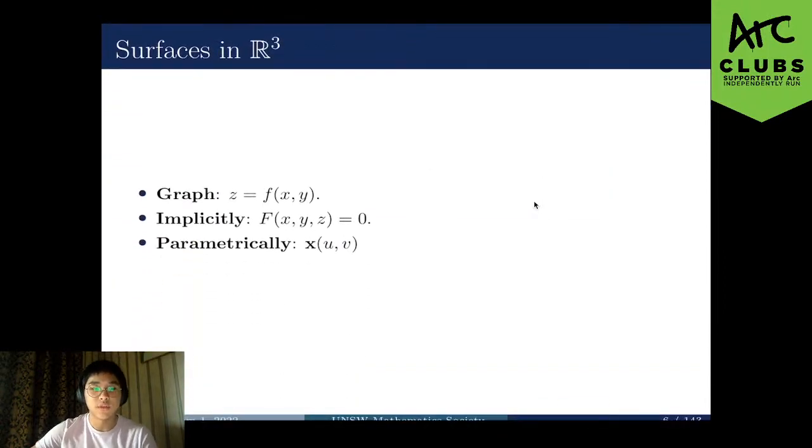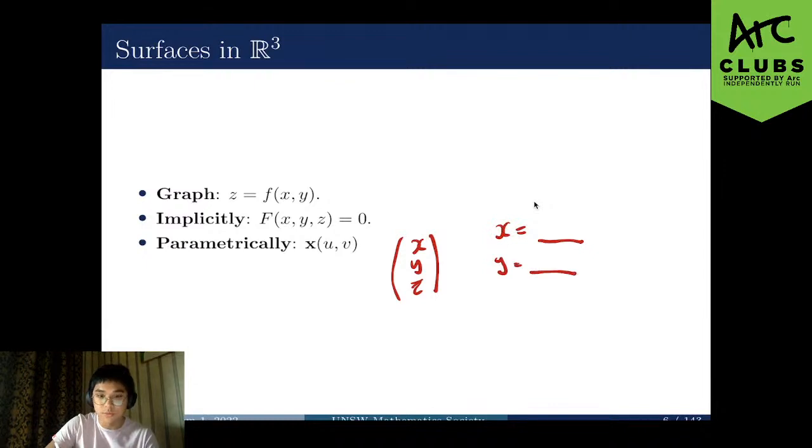Okay, so surfaces in R3. We can express surfaces in 3 ways. We can express them explicitly as a graph, so as a function of 2 variables, x and y. We can express surfaces implicitly, so that's where we have a set of all the values where this function is equal to 0. And we can express surfaces parametrically. So if you have the surface, you have 3 sets of equations. You have x equals something, y equals something, and z equals something. So you have these 3 sets of equations to parametrically represent a surface.